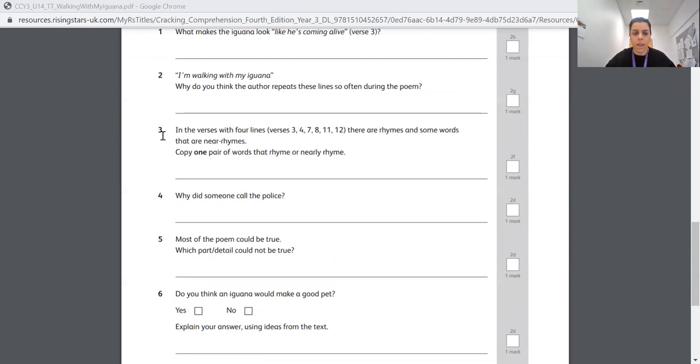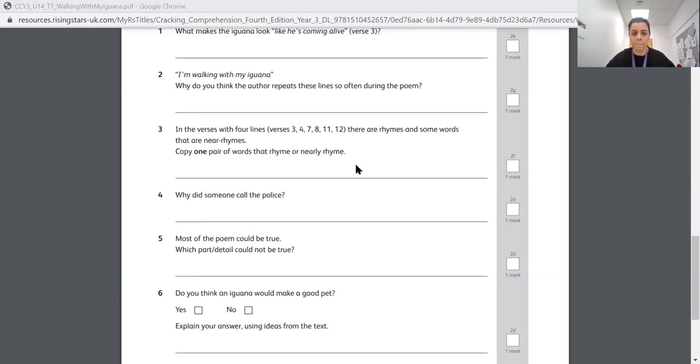Question 3. In the verses with four lines, which is verses 3, 4, 7, 8, 11, and 12, there are rhymes and some words that are near rhymes. Copy one pair of words that rhyme or nearly rhyme. So a rhyme is a word that has the same ending, that sounds the same. It could be like cat and bat, or time and rhyme. So they are rhyming words. The ending is very similar sounding.